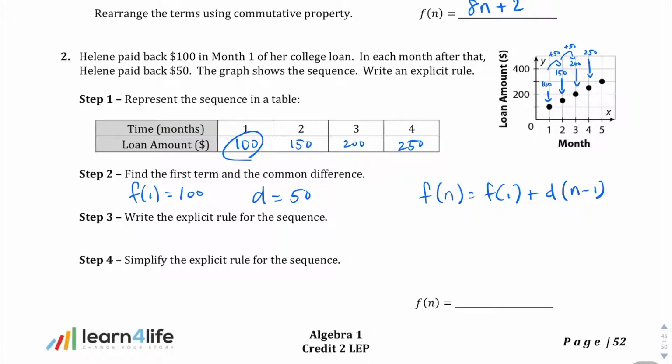So if we fill in what we just found, f of n is equal to 100 plus, what is that, 50 times n minus 1. Let's distribute that 50. And we get 100. Let me be a little bit more complete here. 100 plus 50n minus 50. We have like terms here that we can combine, and the explicit rule that we end up with is 50n plus 50. Okay.